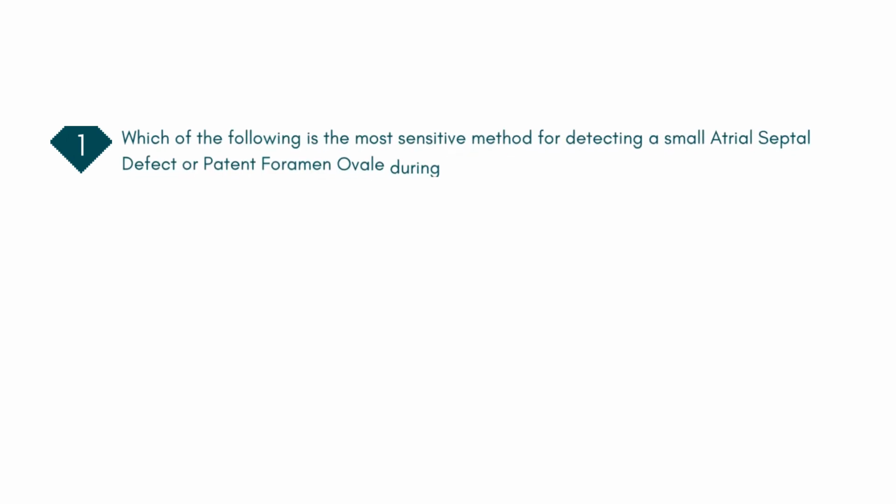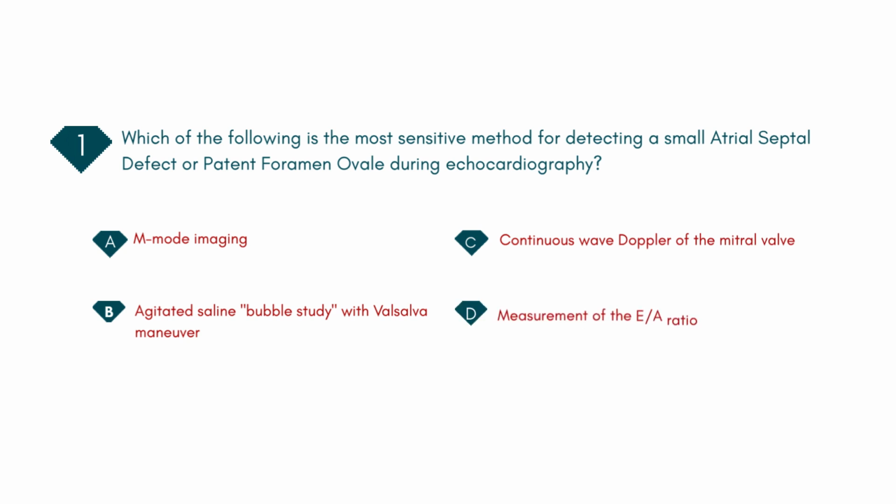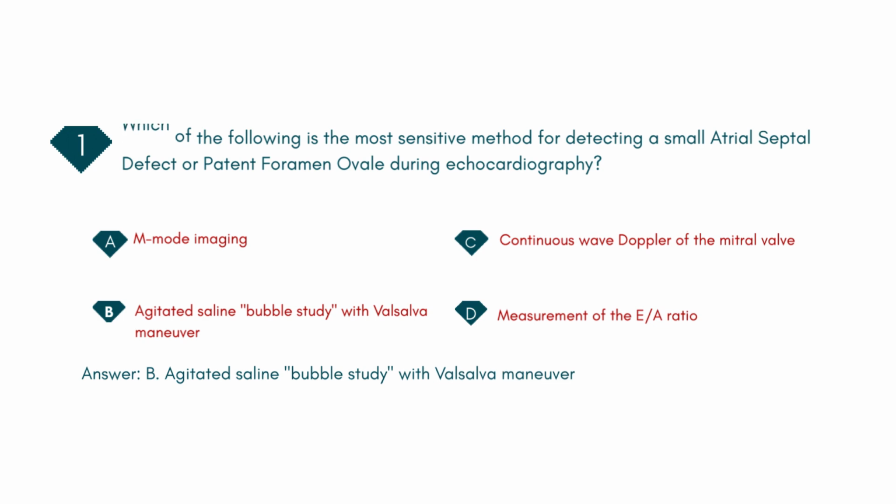Which of the following is the most sensitive method for detecting a small atrial septal defect or patent foramen ovale during echocardiography? A. M-mode imaging. B. Agitated saline bubble study with Valsalva maneuver. C. Continuous wave Doppler of the mitral valve. D. Measurement of the E/A ratio. Answer: B. Agitated saline bubble study with Valsalva maneuver.